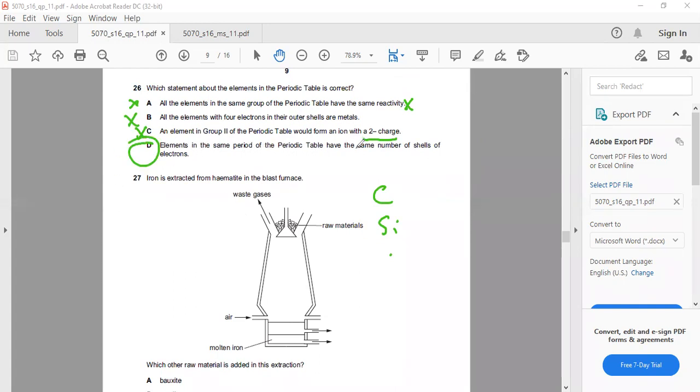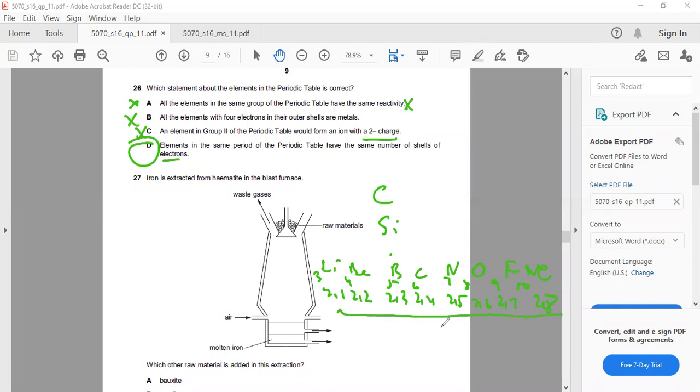Elements in the same period have the same number of shells of electrons. Yes, like period 2: lithium, beryllium, boron, carbon, nitrogen, oxygen, fluorine, neon. All the elements in period 2 have 2 shells. See, 2,5; 2,6; 2,7; 2,8 is the electron configuration. So D is the answer, same number of shells of electrons. They all have 2 electron shells.